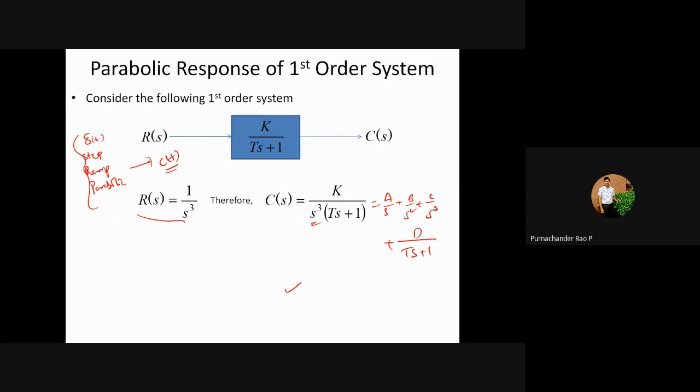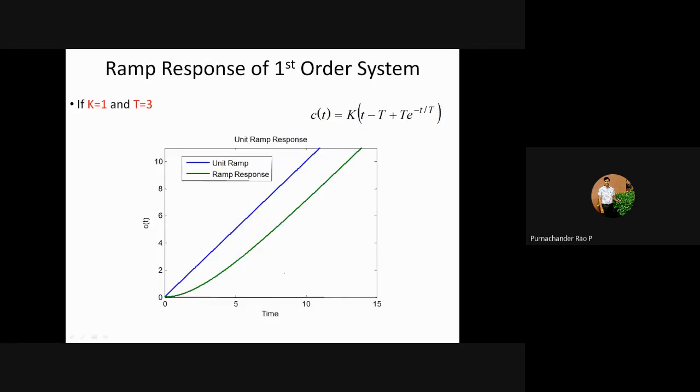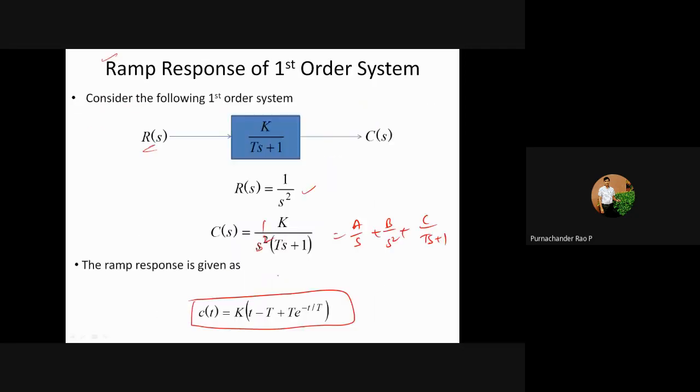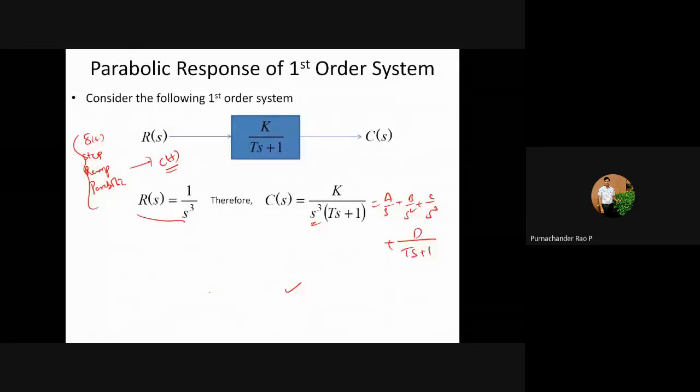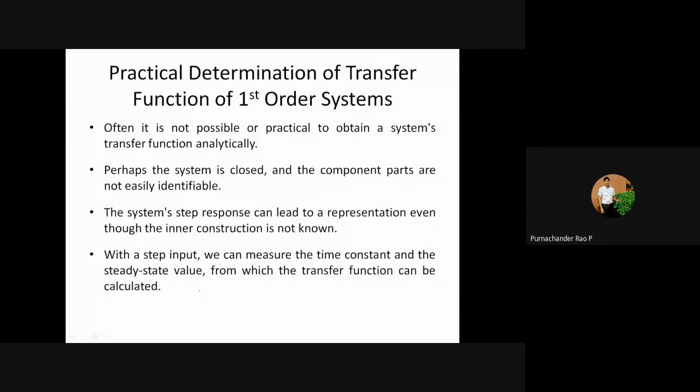So if you want to know it directly, then you can use this relation, that is k into t minus t. Then you integrate it. If you integrate it, you are going to get the response for the parabolic input. So just do this one, just find it yourself.